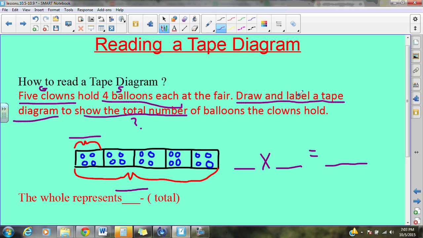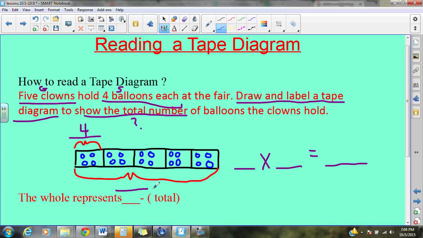So when it asked us to draw and label, I drew one, and inside of each of the 5 groups I put 4. And now I have to label it. I drew it, and now I have to label. My labeling, this bracket here is asking me what this part is about. Well, there are 4 in each group. So this is the size of the group. What does the 4 stand for? It's for the 4 balloons each.